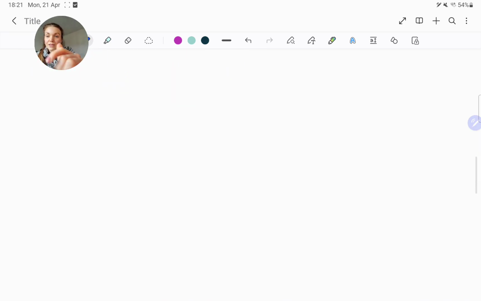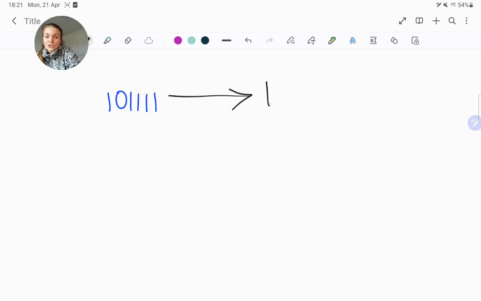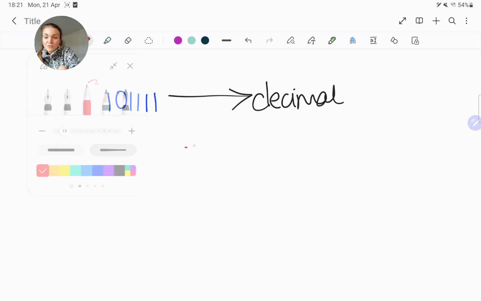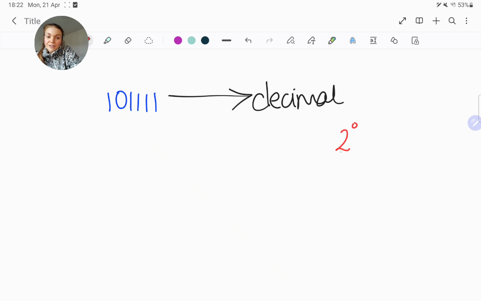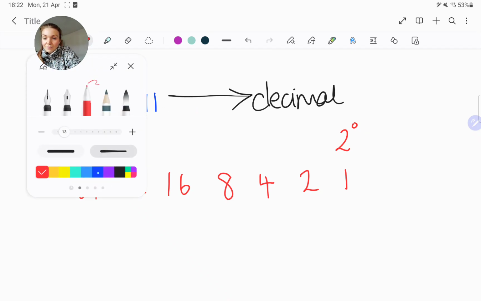Okay, let's do another one. What if we had 10111? Okay, we'll make it a bigger number. So again, we want to write that from binary to decimal. So let's write out our binary numbers. So remember, it starts 2 to the 0. So our first binary number is 1, then 2. 2 and 2 is 4. 4 and 4 is 8. 8 and 8 is 16. 16 and 16 is 32. 64. 128.